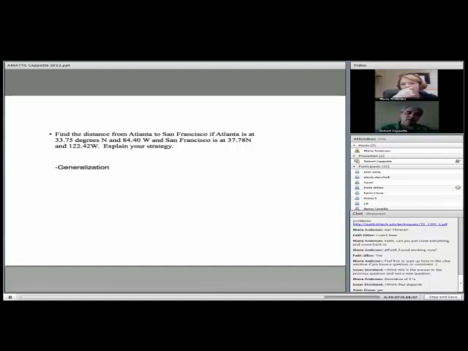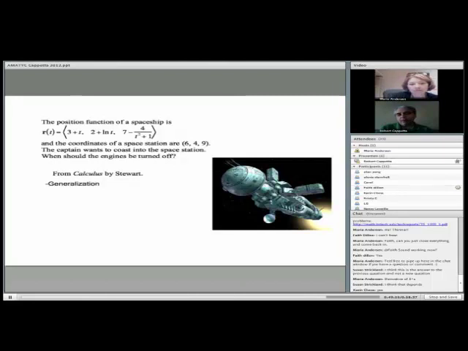Giving you the position function of a spaceship and the coordinates of a space station. The captain wants to coast into the space station. When should the engines be turned off? We know that when you turn the engines off, the spaceship will follow the direction of the velocity. So at what time does that have to happen so that we land at the point 0, 6, 4, 9?